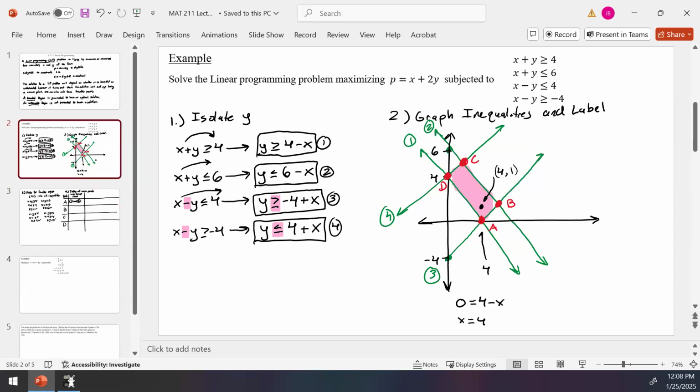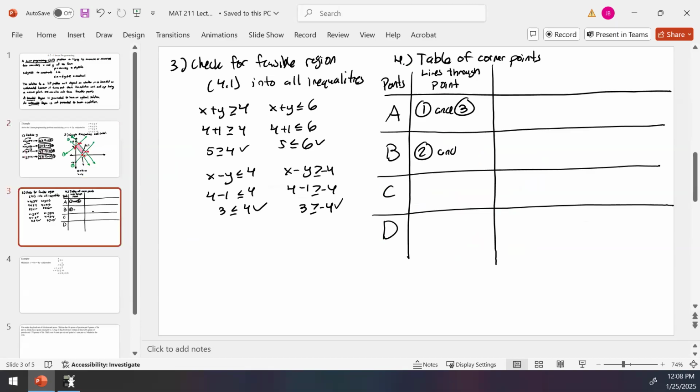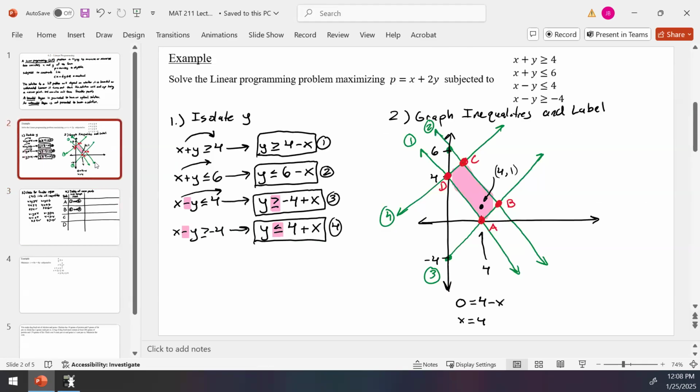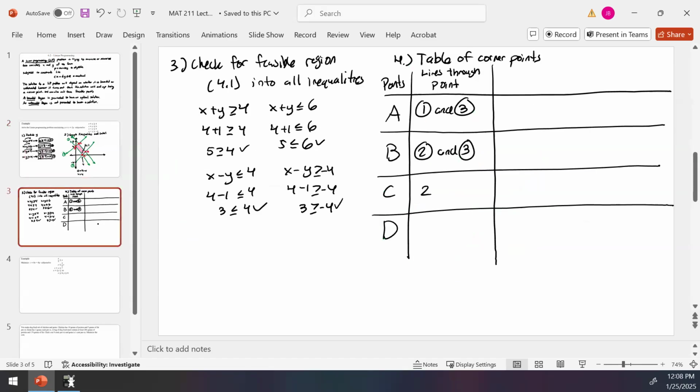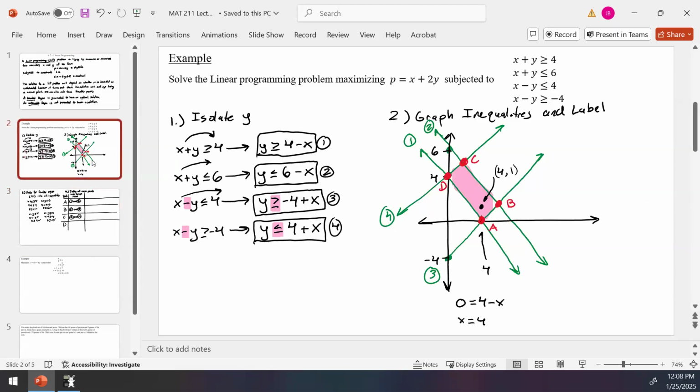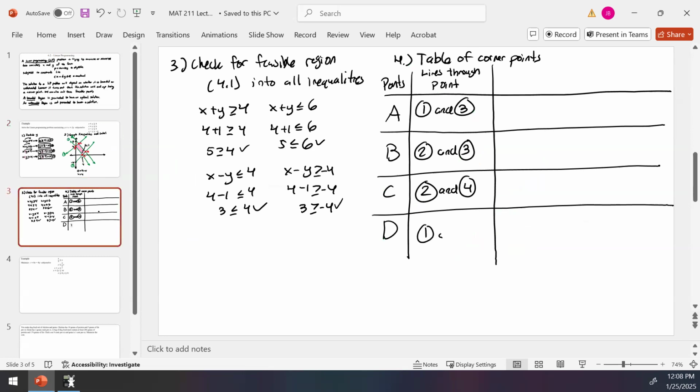And then I go to point B, which ones are making up point B? Equation 3 and equation number 2. So 3 and 2. And I will go back and I will say 2 and 3. And then for C, I go to the graph, equation 4 and equation 2. So 4 and 2. Or 2 and 4. Doesn't matter what order you write it in. And then for D, it's going to be equation 1 and equation 4. So 1 and 4. And we write that down. 1 and 4.